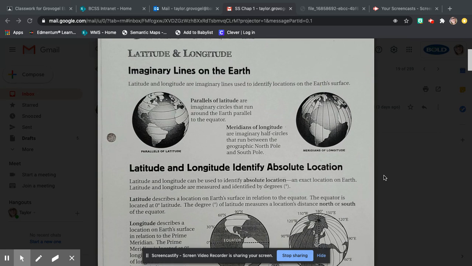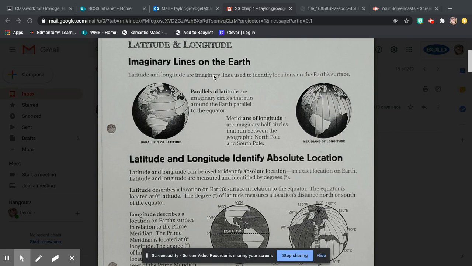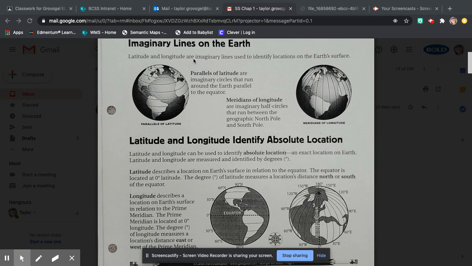We are going to be talking about latitude and longitude. Imaginary lines on Earth. Latitude and longitude are imaginary lines used to identify locations on Earth's surface. Parallels of latitude are imaginary circles that run around the Earth parallel to the equator, while meridians of longitude are imaginary half circles that run between the geographic North Pole and South Pole.